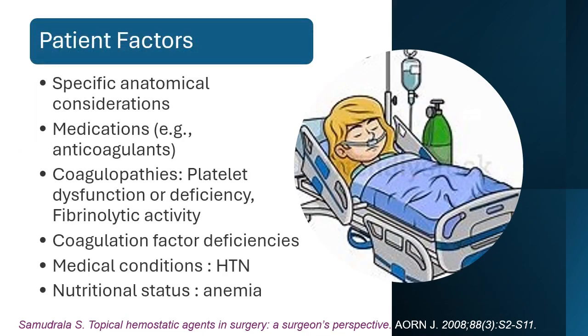When we talk about the patient factors, we have to be informed about the specific anatomical considerations. We have to be informed about the medical history of the patient, such as if the patient is on certain medications, such as anticoagulants, and if the patient is suffering from any coagulopathies, such as platelet dysfunction or deficiency of the platelets or fibrinolytic activity, and in case the patient is having any coagulation factor deficiencies, and also certain medical conditions or comorbid conditions such as cardiac ailments or hypertension, and finally nutritional status such as anemia.